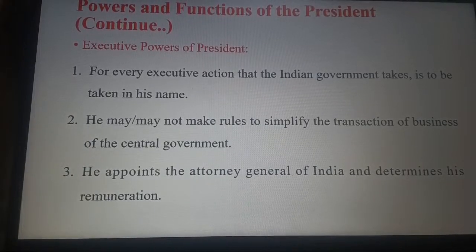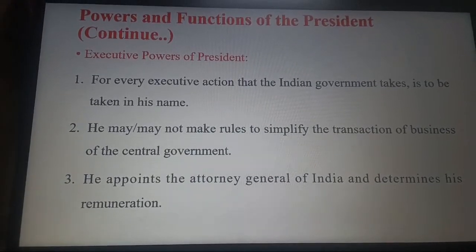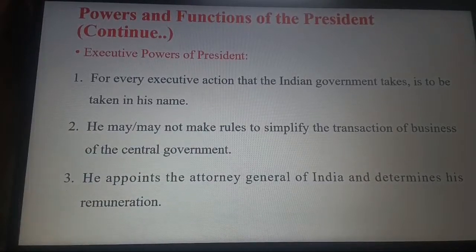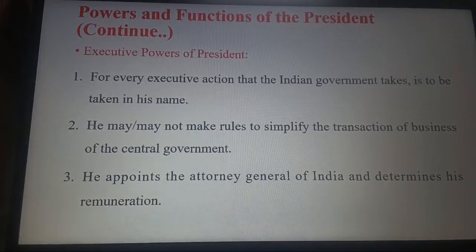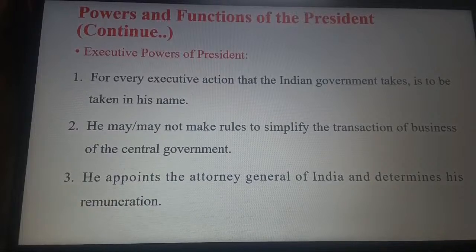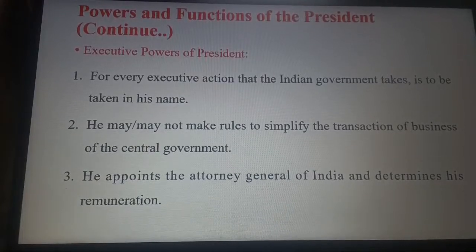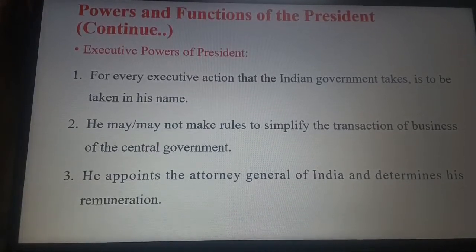Executive powers of the President. Every executive action that the Indian government takes is to be taken in his name. He may make rules to simplify the transaction of business of the central government. He appoints the Attorney General of India and determines his remuneration.